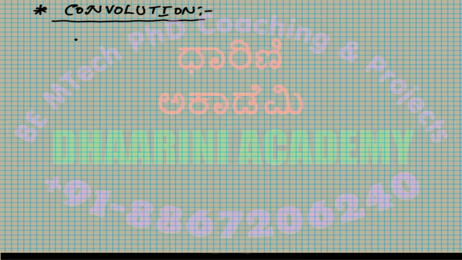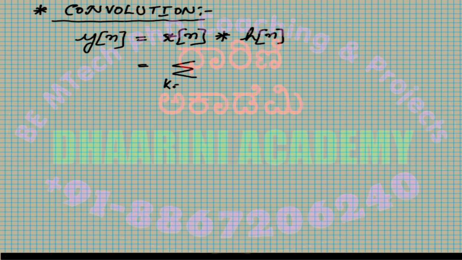Let me say I want to calculate an output y of n, which is equal to the convolution of two signals. This is x of n, and this is the notation for convolution, a star, h of n. Mathematically, what you are going to perform is this: the summation, k equal to minus infinity to plus infinity, x of k into h of n minus k. So this is the equation.